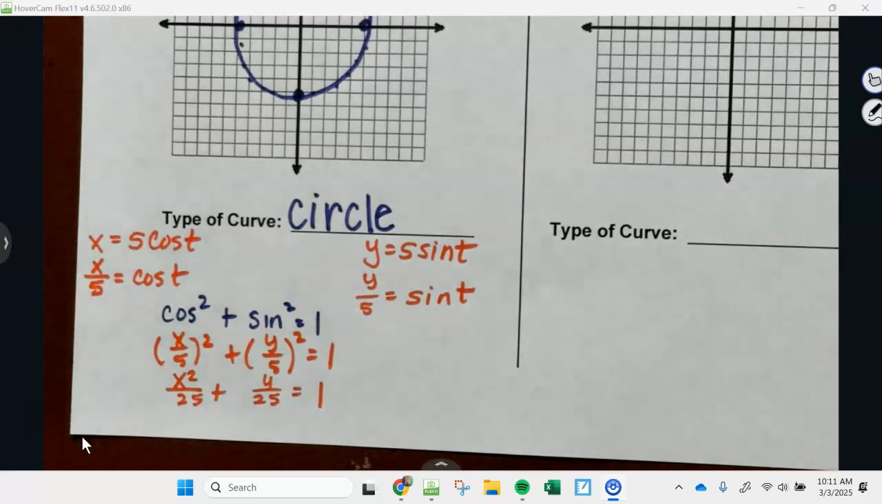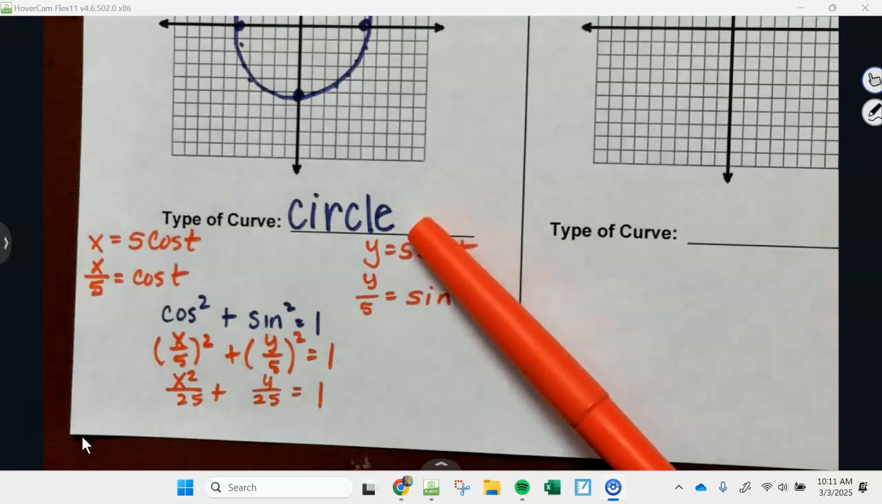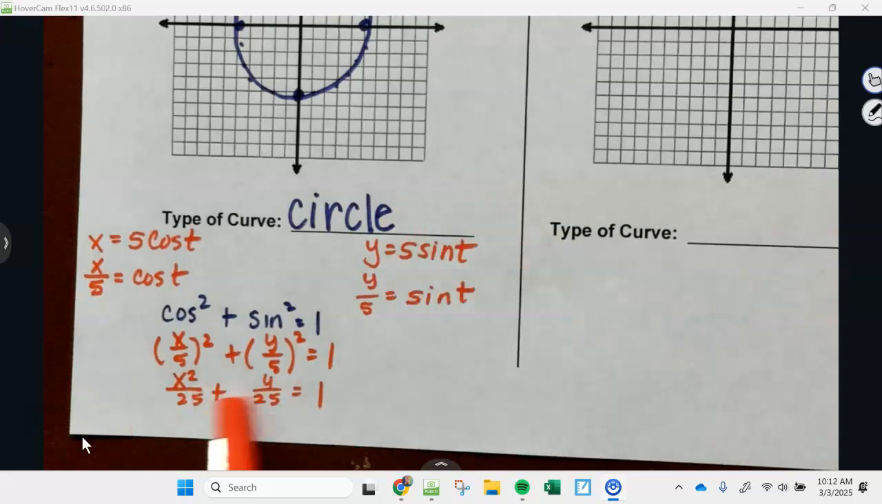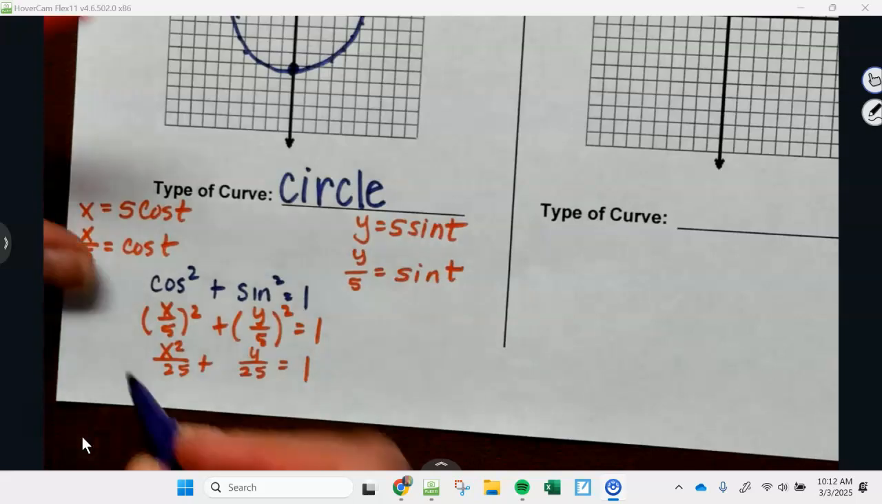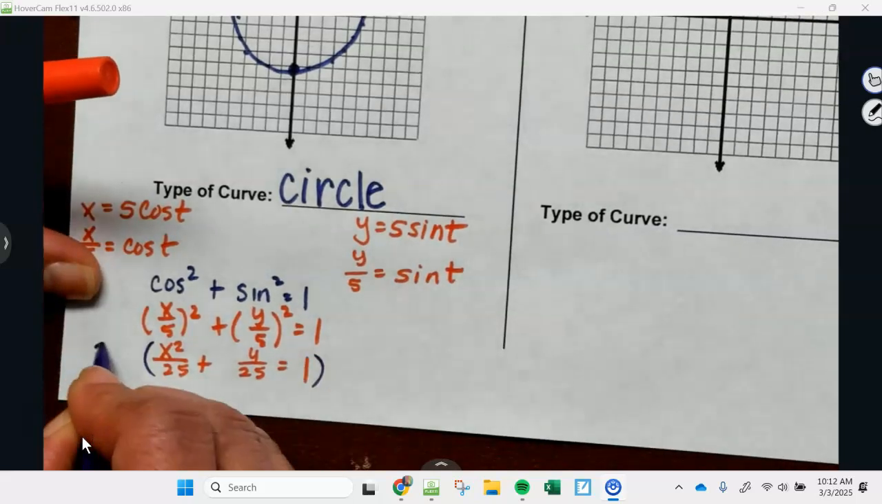And guys, remember, this is a circle. And remember, in standard form, there's no fractions. So we have to multiply everything by the denominator. So let's multiply both sides by 25.